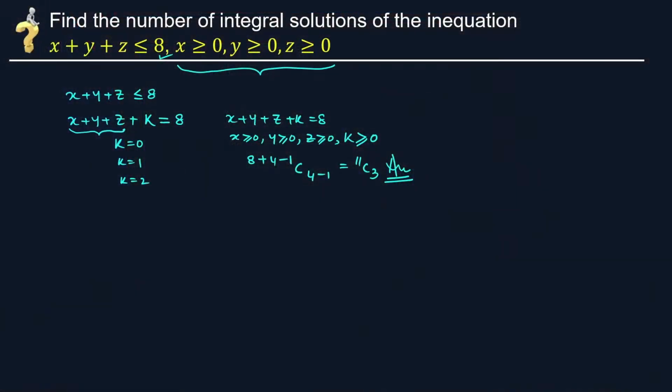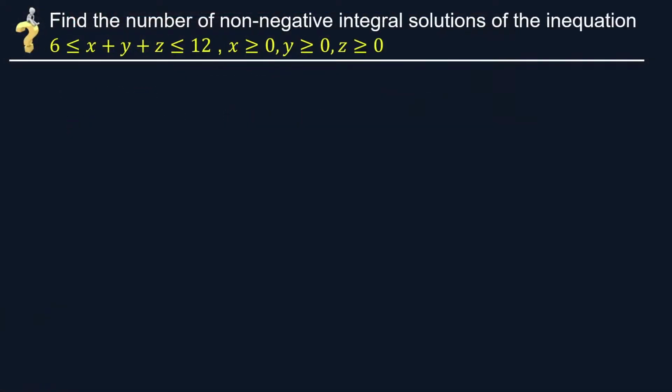So accordingly, with your dummy variable taking different values, we are getting x plus y plus z as some value which is less than or equals to 8. Now the moment we do that, we are free to use the partition method. That's exactly what I have done here. Is it clear to everyone? Okay, let me take another problem of this kind.